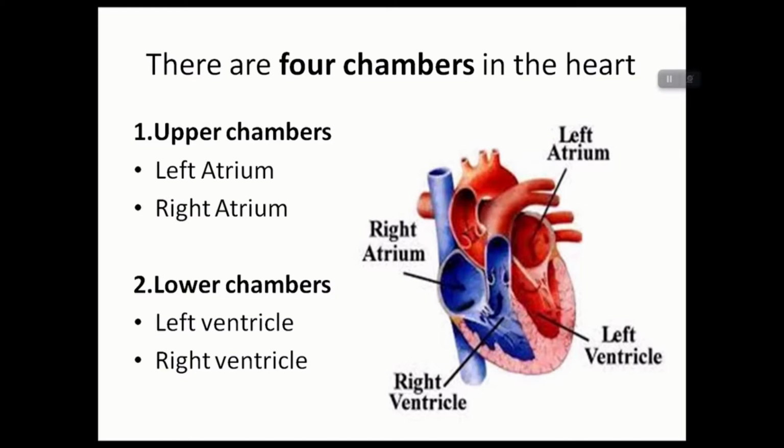What's the meaning of chambers? Kutira. Then upper chambers and lower chambers. What are the upper chambers in the heart? Left atrium. Can you see? Left atrium and right atrium. Then what are the lower chambers? Left ventricle and right ventricle.